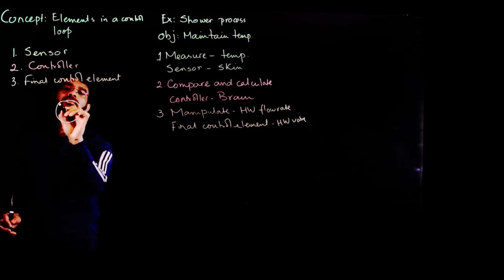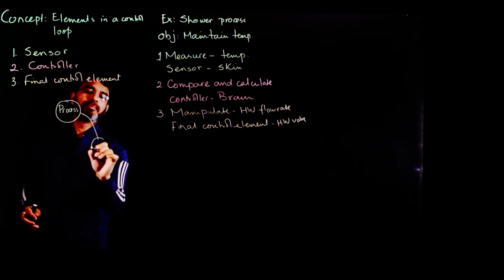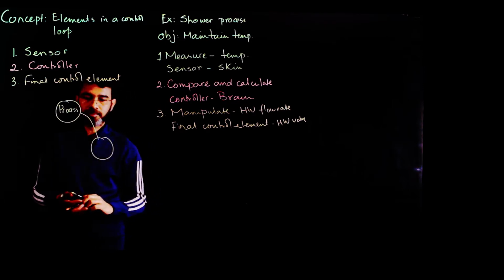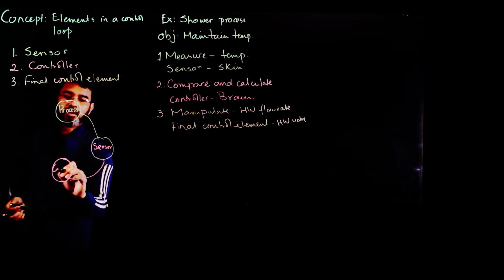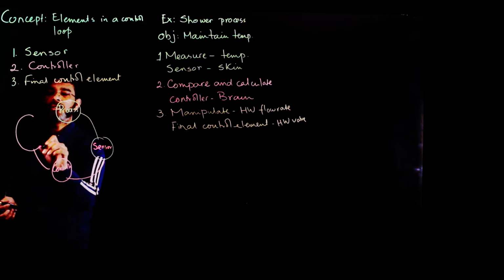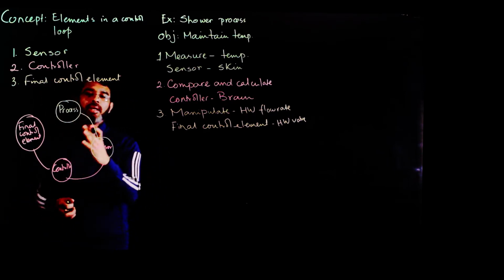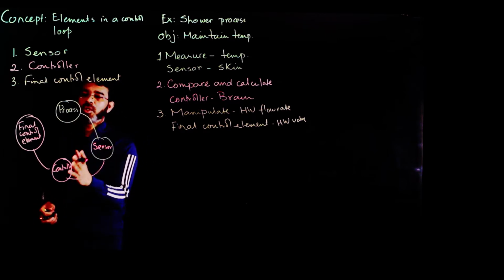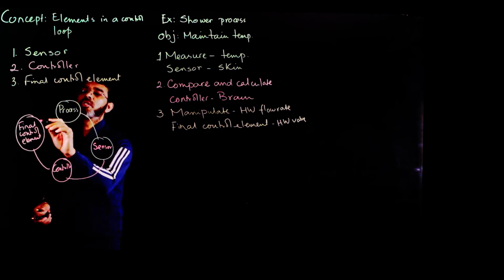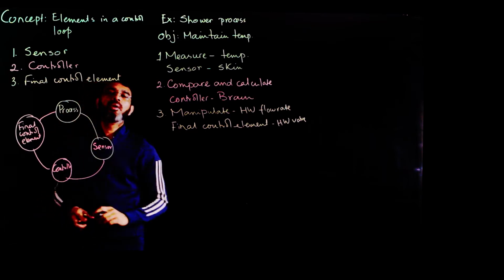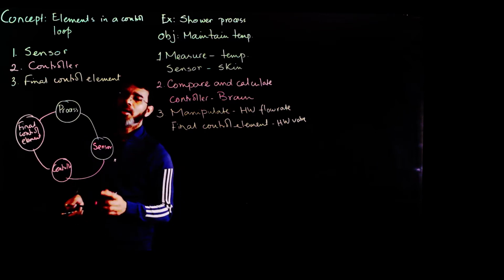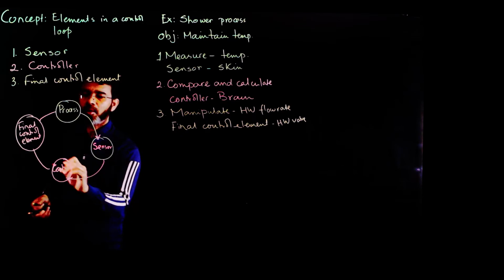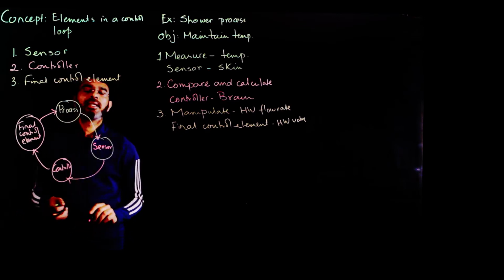So, we have the process, we have the sensor, the controller, and the final control element. Now when you are done with measurement, controller and final control element, information goes back. Again, in the next step, we redo the measurement and check whether we have reached our desired value or not. So, this process is done on a continuous basis. That's why we call this the loop.